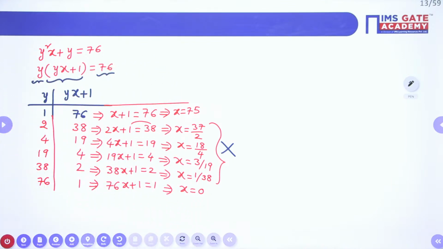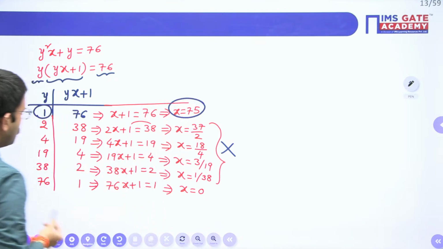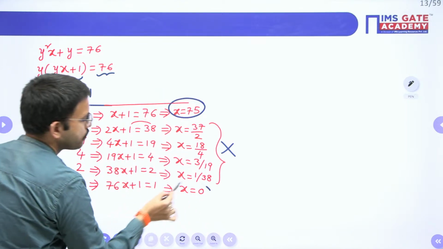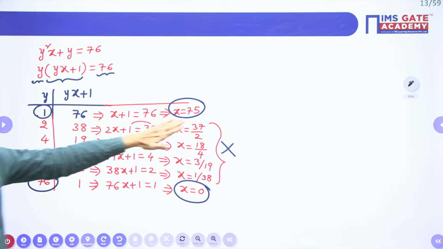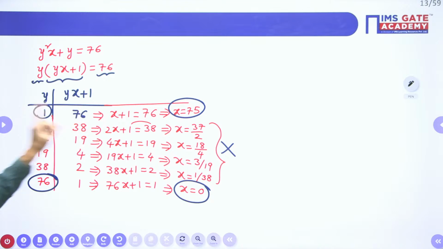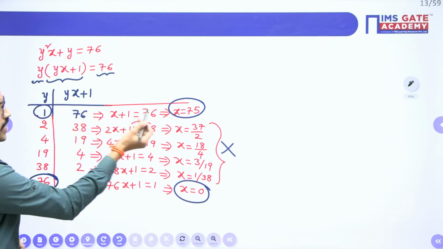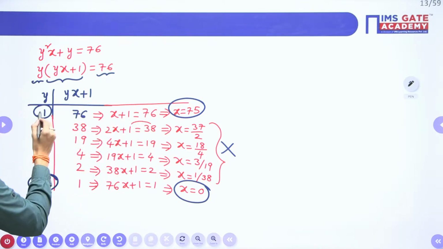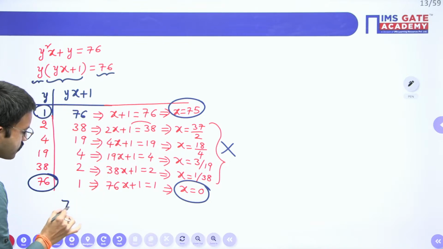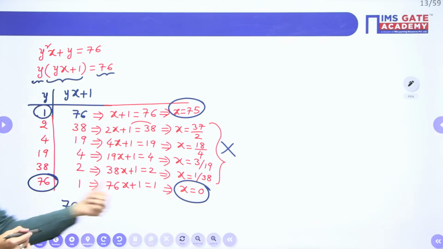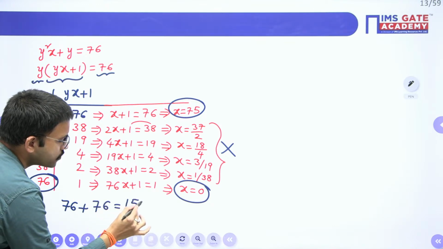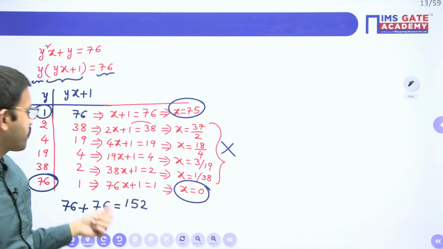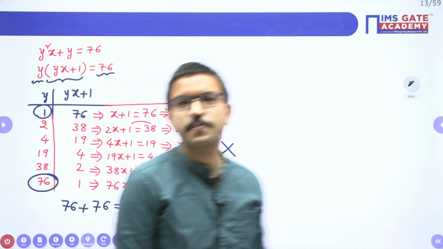Now if you observe regarding x and y integer cases, you are getting two possible values. Since after eliminating the other combinations we got two choices regarding x, y, if you add x plus y in both the choices, 1 plus 75 is 76, and here also 76 plus 0 is 76. So if you add both, you will get 152. How many of you say 152 is the correct answer for this question?